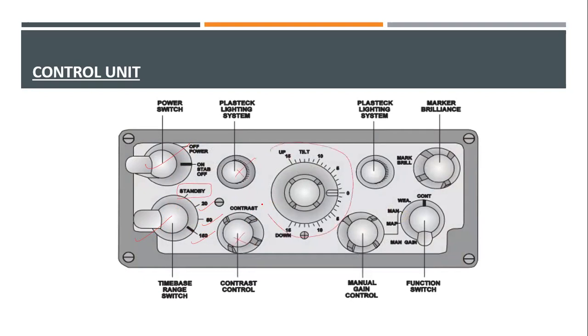Tilt is required. The tilt will give you pitch control, up and down, left and right, whatever it is. Then you have the manual control. As I told you, intensity, lighting system not required, marker brilliance not required. Then you have this, the most important one: the function switch, and we'll discuss all of them one by one. We'll discuss the function switch, manual control, power switch, and time-based range. I'll underline what are the important things. You don't have to memorize everything.